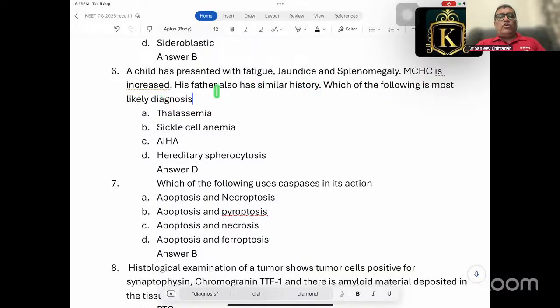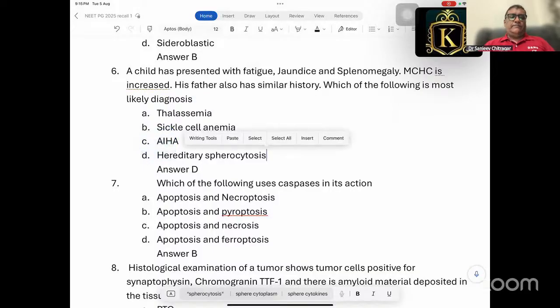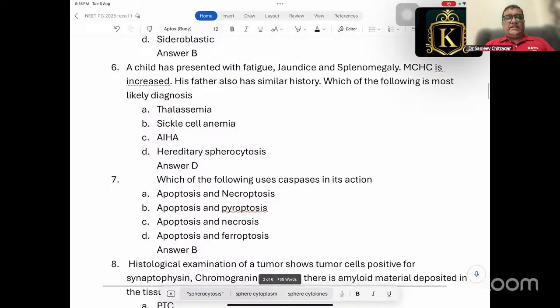It means it is an autosomal dominant condition. Father is having a similar history, autosomal dominant condition, isn't it? So what is the diagnosis? If it is an autosomal dominant condition, the diagnosis will be hereditary spherocytosis. That is the correct answer, option D, because thalassemia and sickle cell are autosomal recessive. AIHA is not inherited at all. It is an acquired condition, isn't it?